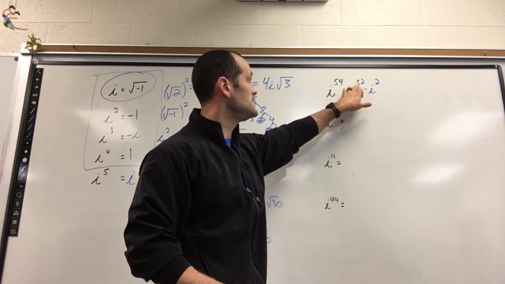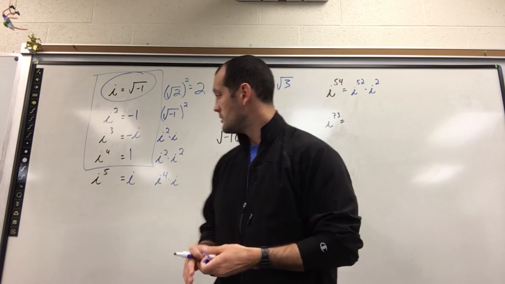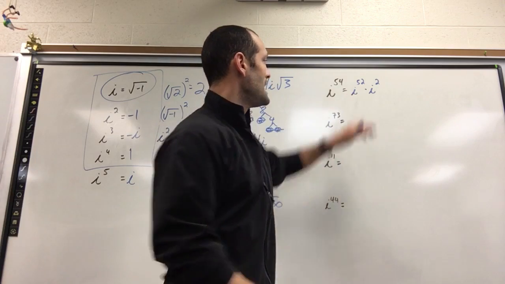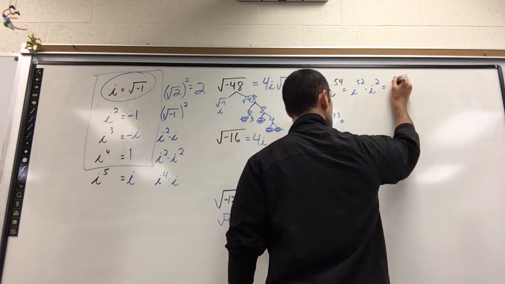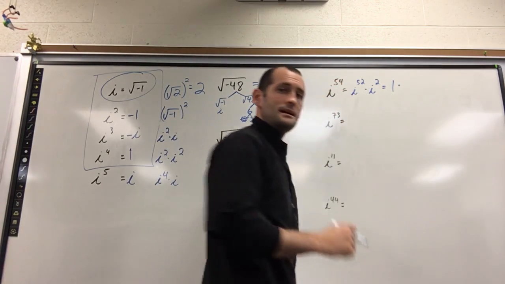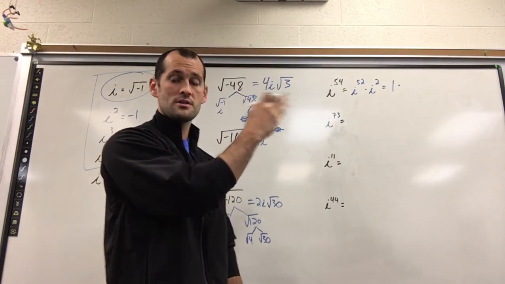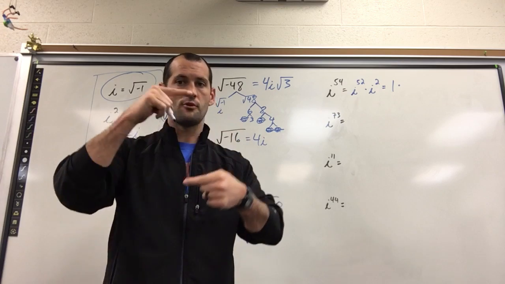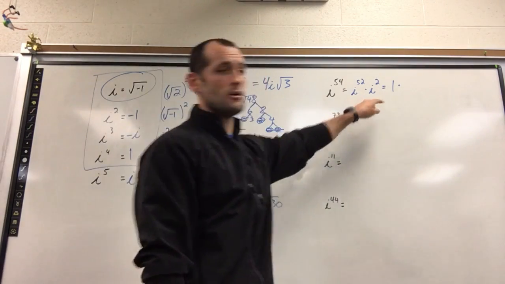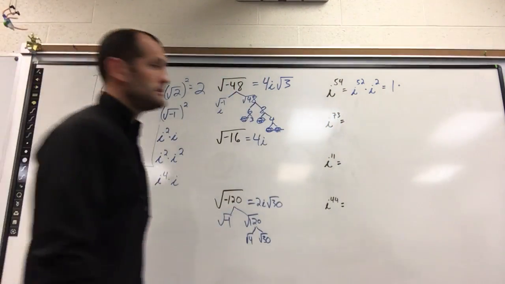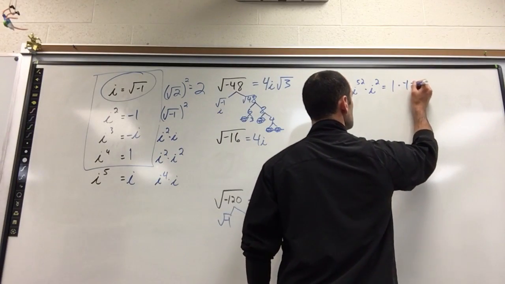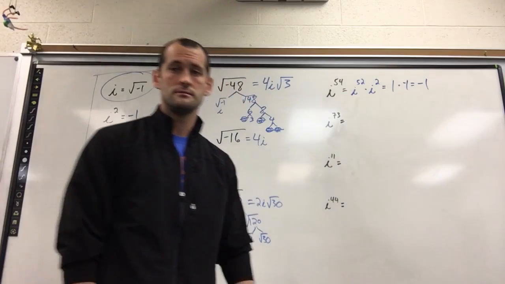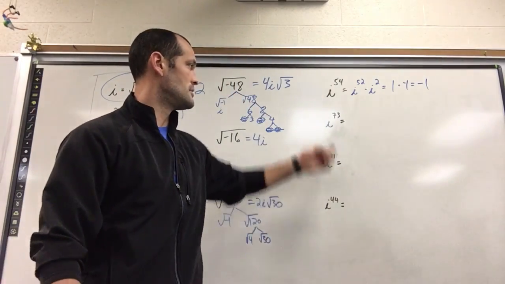Okay, now, I to the 52nd. Keep in mind, 52 is a multiple of 4. We just said every fourth is still just equal to 1. So I to the 52nd is really just 1. I to any power that is divisible by 4 is just 1, because it resets every fourth. And then I go to home row. What's I squared? -1. So I to the 54th is just -1. Works every time.